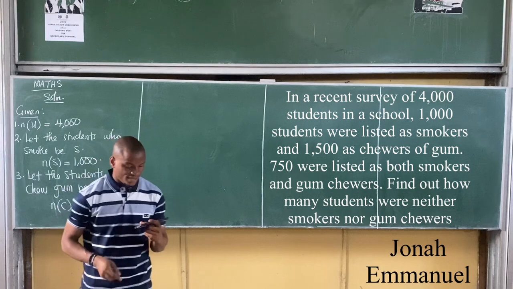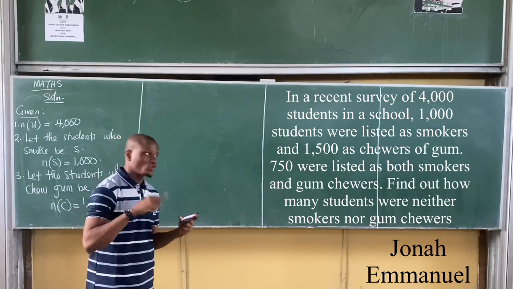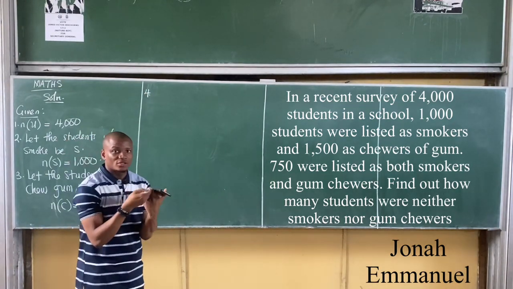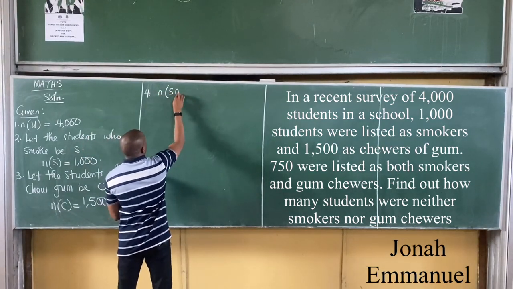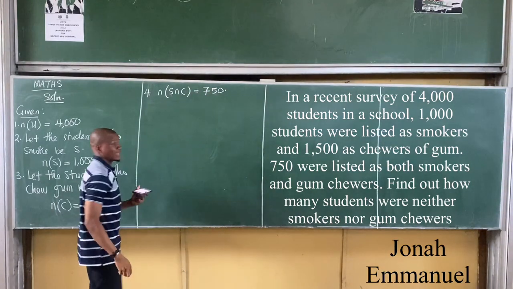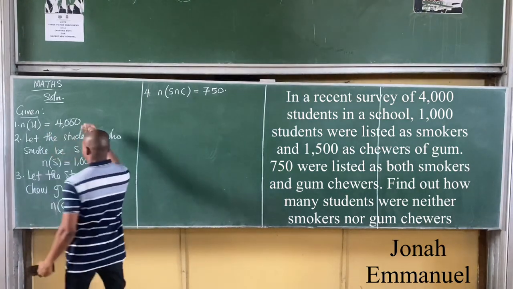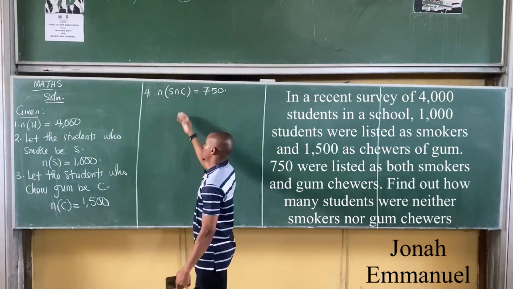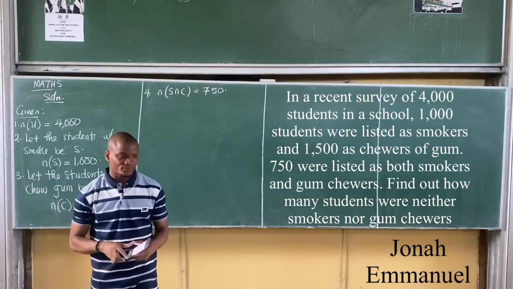Next thing it says, 750 were listed as what there? Both smokers and chewers of gum. That means number 4, their intersection. So the number of students who smoke and at the same time chew gum is equal to 750. That's the case, please. Okay, so first of all, list out all the parameters you have. 4,000 students, 1,000 smokers, 1,500 chewers of gum, and then 750 for both smokers and gum chewers.